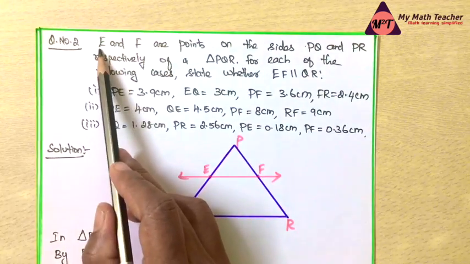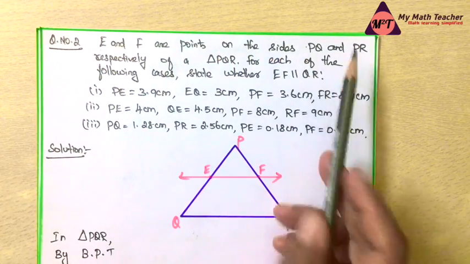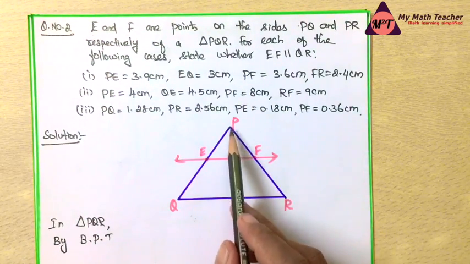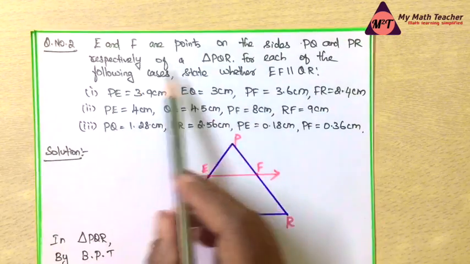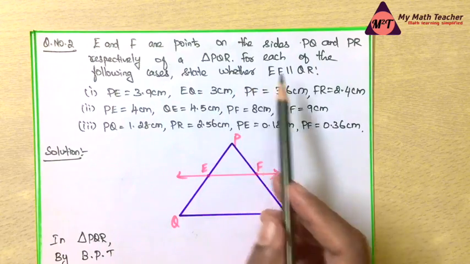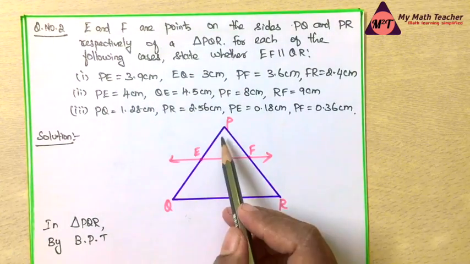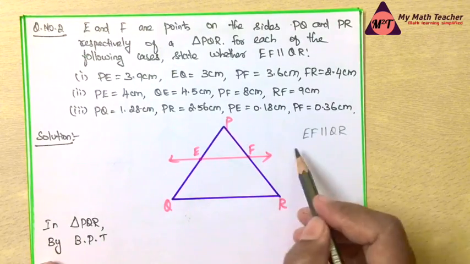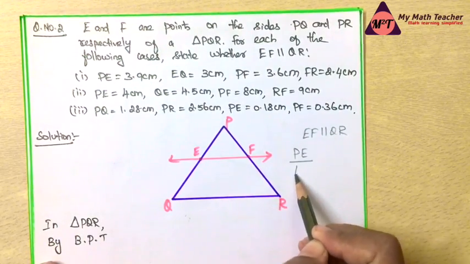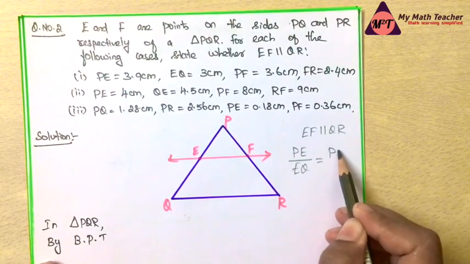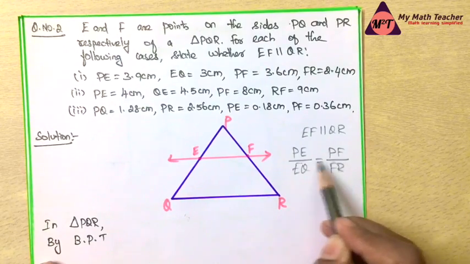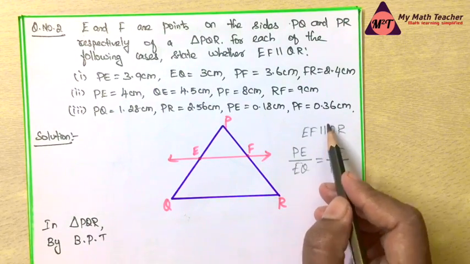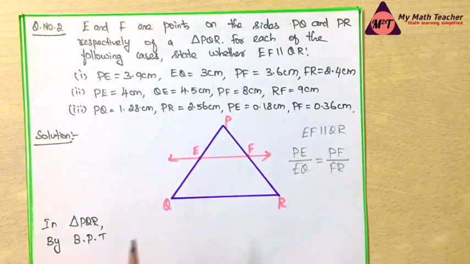Second question is, E and F are the points on the side PQ and PR. This is the triangle PQR. PQ is the side where E is a point. Similarly, PR is the side where F is a point. For each of the following cases, state whether EF is parallel to QR or not. When you apply the basic proportionality theorem, if EF is parallel to QR, it will be PE divided by EQ is equal to PF divided by FR. Both the sides will be equal. If it is not equal, then EF is not parallel to QR. That is the meaning. This is how we are going to solve this particular sum.